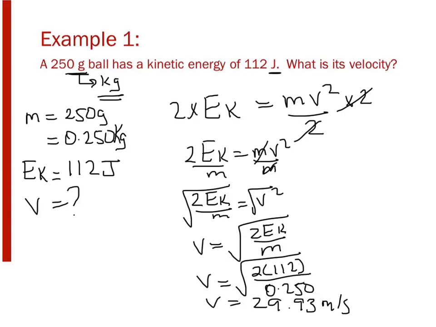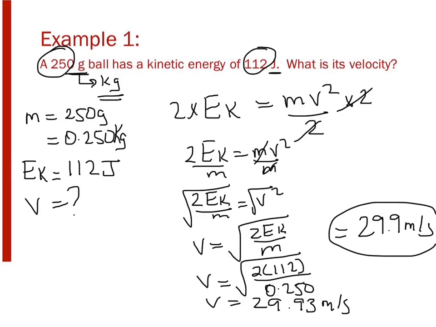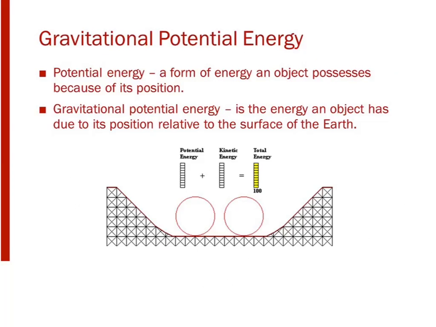And then let's look, this has 3 sig figs. We can say that that has 3 sig figs. So let's round that to 29.9 meters per second. And again, we're not generally going to worry about directions, but in most cases here, stuff's going to be going forward. So gravitational potential energy is a form of energy that an object possesses because of its position.